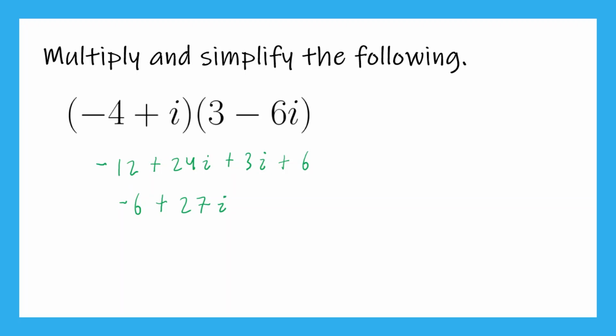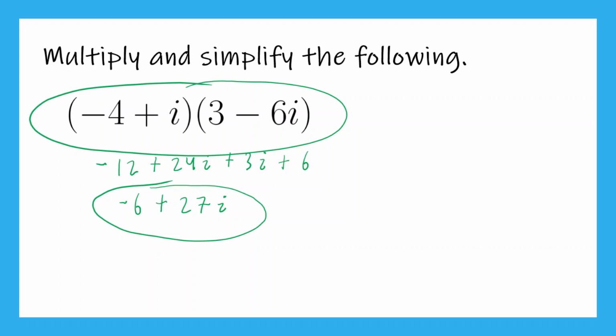And just like in the first example, here we also have the real number first and then the imaginary number second, which is, as we've discussed, the standard way to write a complex number. And negative 6 plus 27i cannot be simplified anymore. So that is the final simplified expression of what we originally had in the beginning.